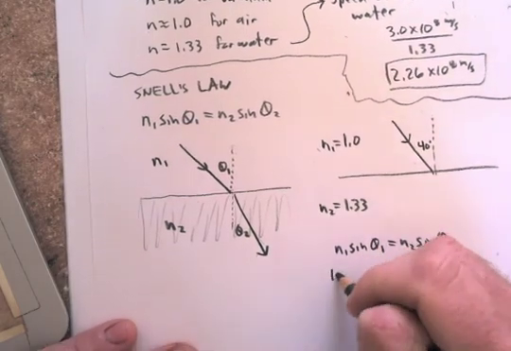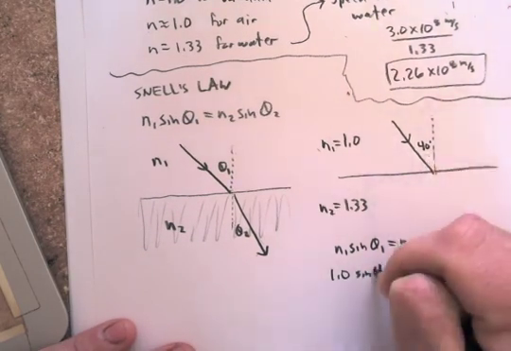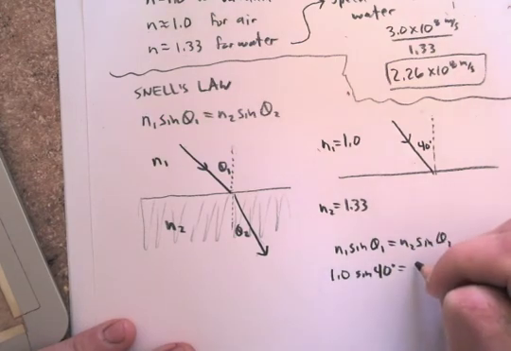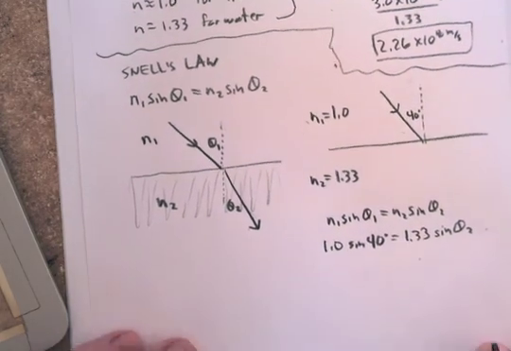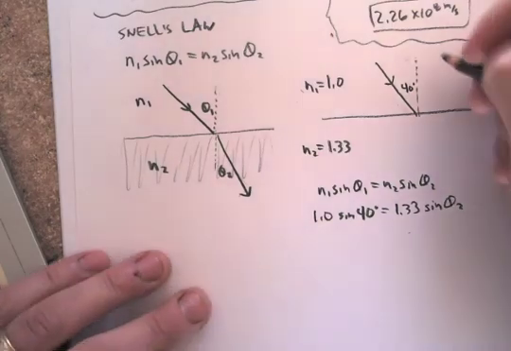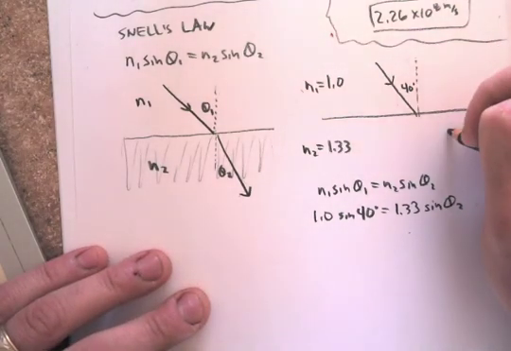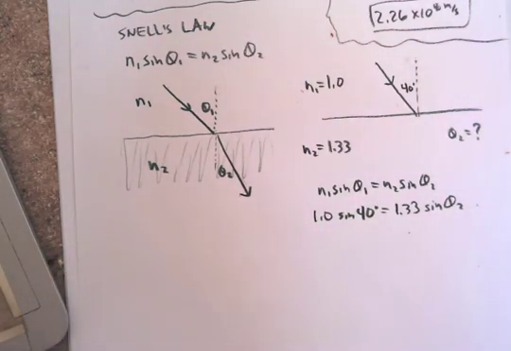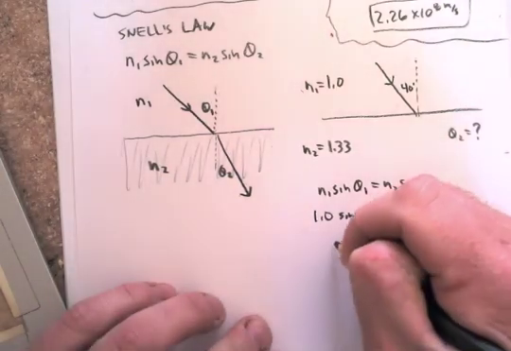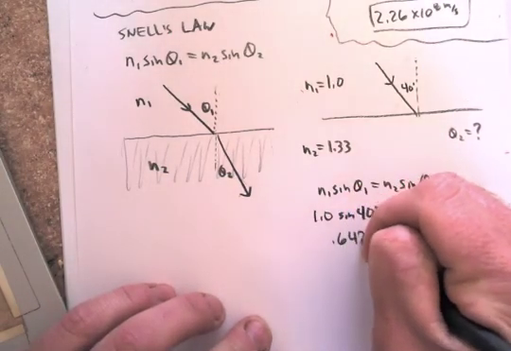Okay, so just plug everything in. 1.0 sine of 40 equals 1.33 sine theta 2. We're trying to figure out theta 2, the angle it enters the water at. So theta 2 equals question mark. Look up sine 40 on your calculator. Hopefully you can find a calculator that can do sine, cosine, tan. You can find one on the internet pretty easily. Make sure it's in degree mode. I'm getting 0.6428 times 1, so 0.6428.